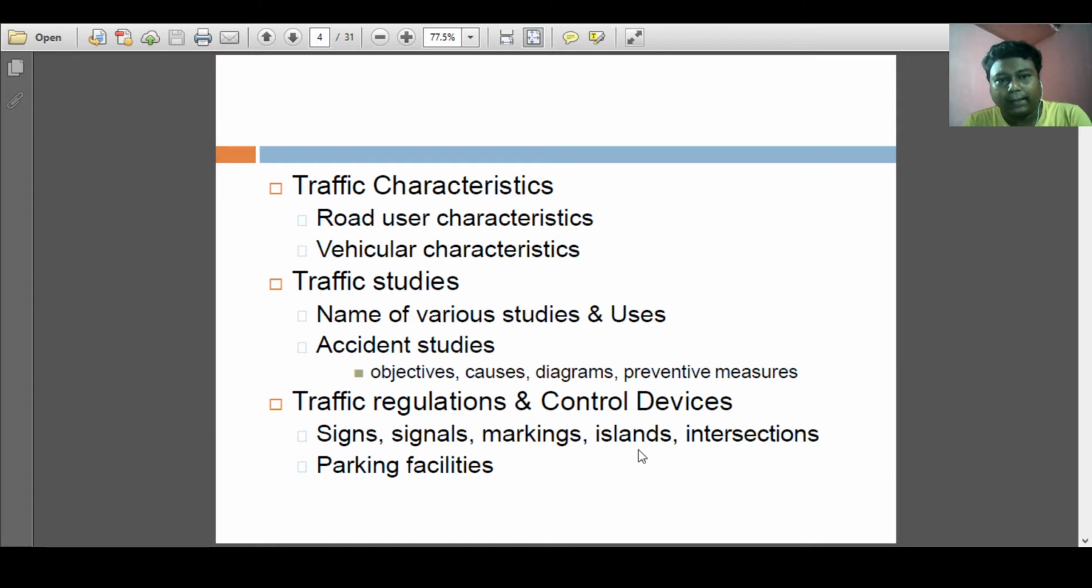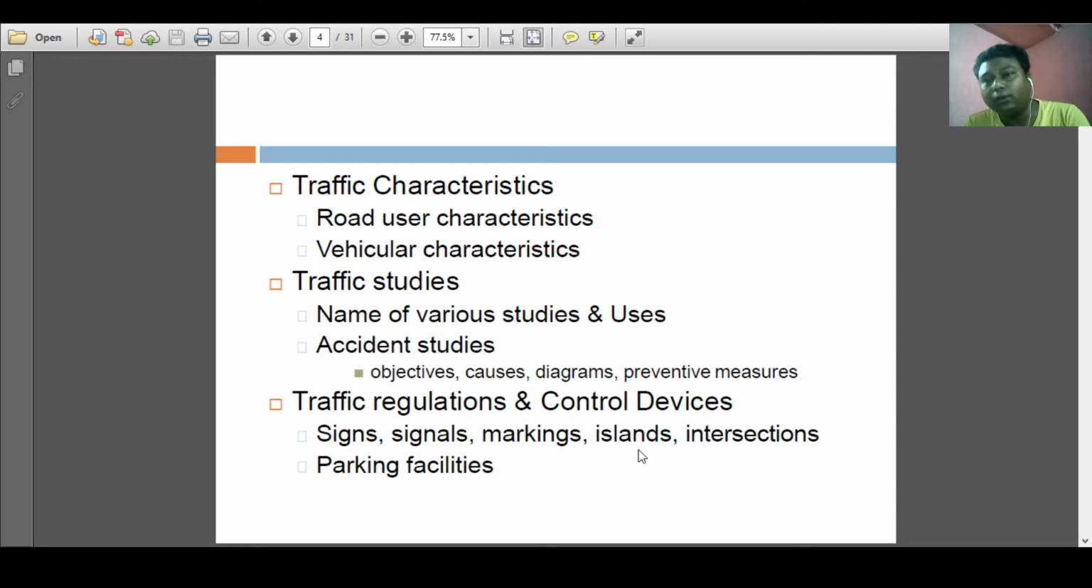First we have to know what the various types of traffic characteristics are. You know, on a road basically two types of traffic are observed. One is road users characteristics, another is vehicular characteristics. Means there are two types of traffic: one is motorized traffic, another is non-motorized traffic. So what comes under motorized traffic and what comes under non-motorized traffic?